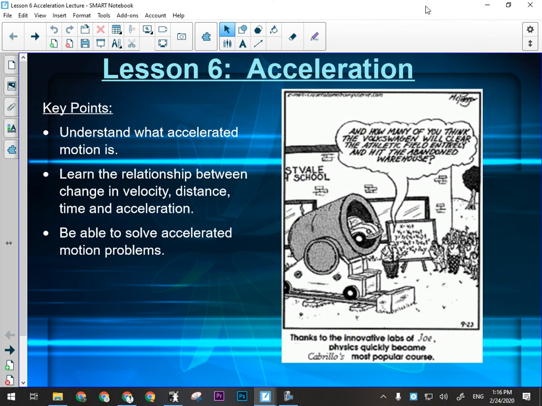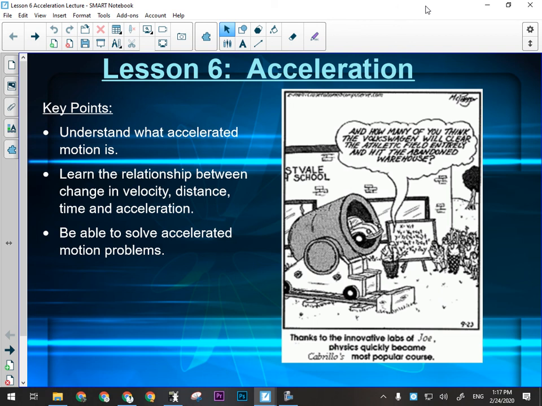Okay, so acceleration is something you went over in Science 10. We're going to just quickly review what acceleration is. In Science 10, that's where you stopped. You learned that acceleration was a change in velocity over time, and then you learned the one acceleration formula we teach you in Science 10. You learned how to manipulate it, and that was kind of it.